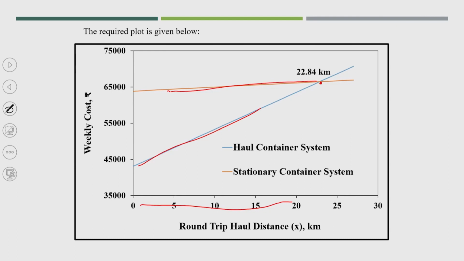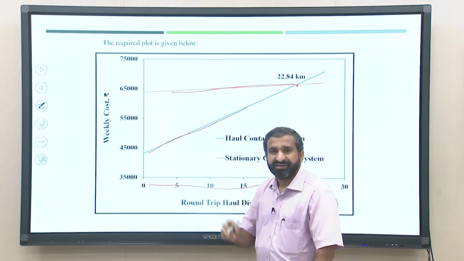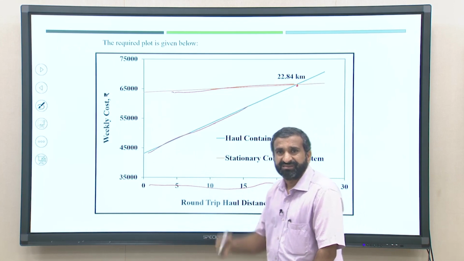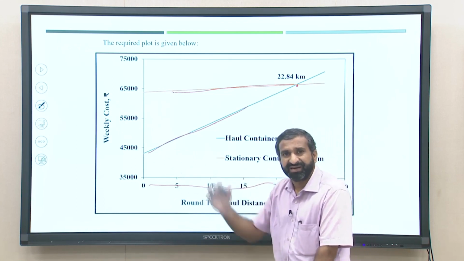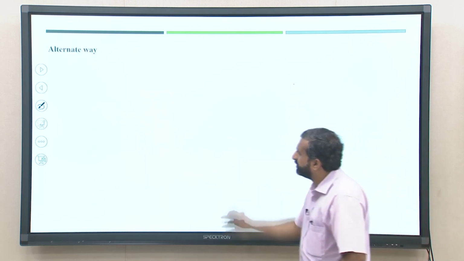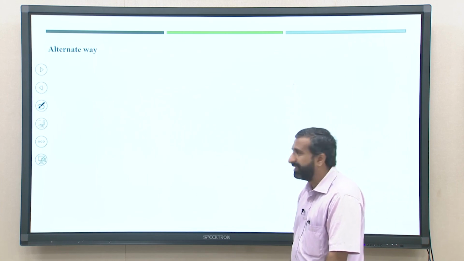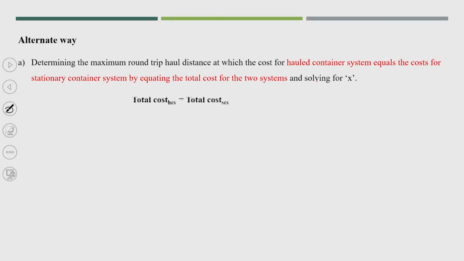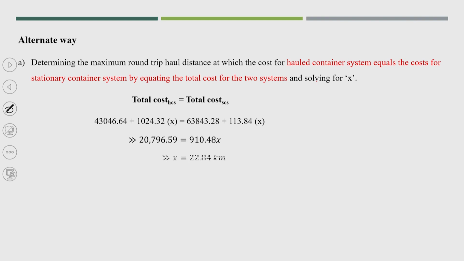This is one way of solving the problem. So, the answer will be 22.84, that is a round trip distance. So, around 11.4 kilometer will be the maximum distance where the private collector will finalize the MRF center or recycling facility. But there is an alternate way, we can calculate the x value. If you put both the values the same, like total cost of Hall container system equal to the total cost of stationary container system, by that way we can come up with the x value.